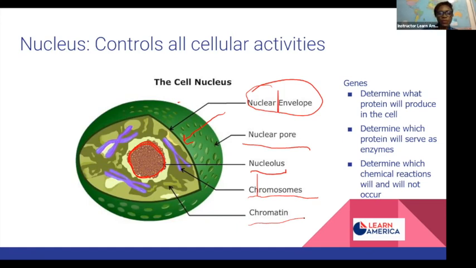So the information found in the nucleus determines what proteins your cells will make, and we need proteins for different things throughout our body. We need proteins for enzymes, hormones, and different components of our blood are made up of proteins. So we're going to need proteins for different functions in our body.